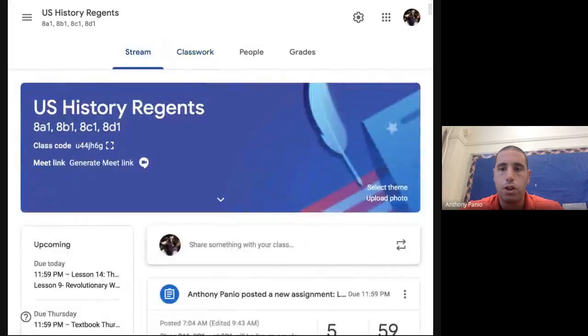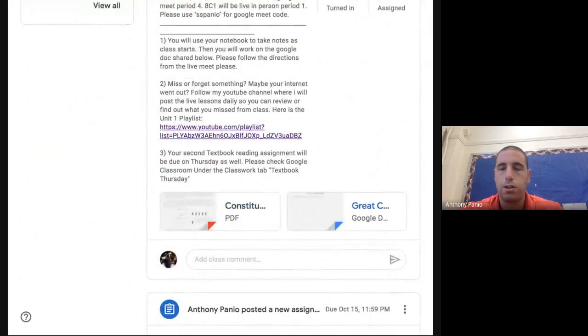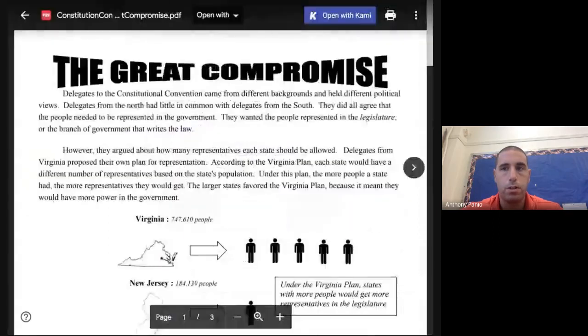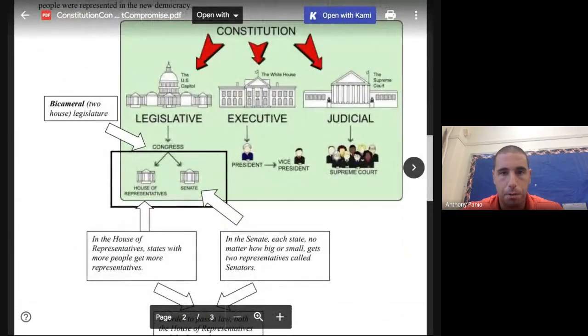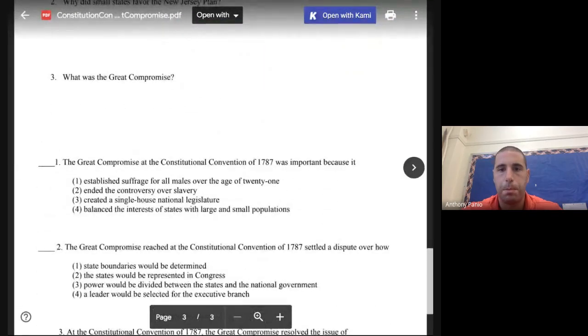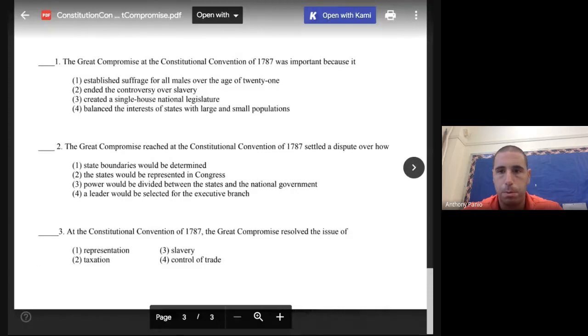All right. In terms of this particular assignment, let's just quickly go over the questions. Okay, so blast it in the chat right now what you got for the first question here. The Great Compromise at the Constitutional Convention was important because it what? I see some 4s. I see some correct students. Very nice. Okay, 4 is the correct answer. They try and trick you with 3. Create a single house national legislature. Remember, the Senate and the House are 2 separate houses. Okay, so bicameral. Okay, you just need to put 4 once, Josh Torres. You just got to put it once. Okay, it's not funny. It's not cool.